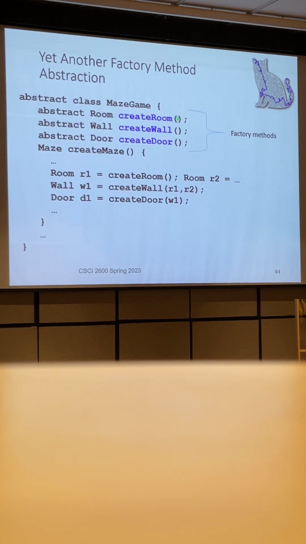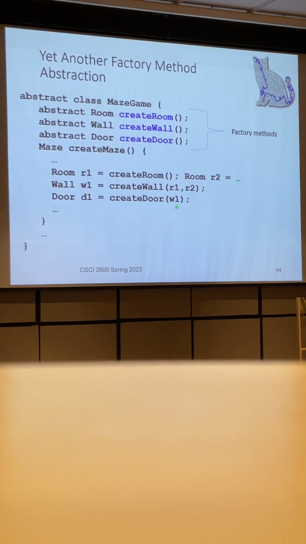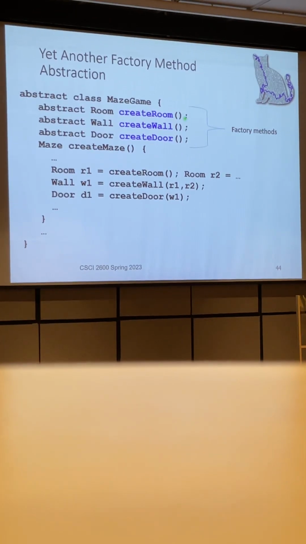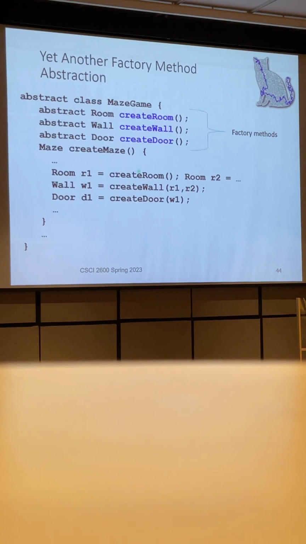Right. The fact that there is no implementation for these methods, create room, create wall, create door, does not mean that we are not allowed to call them. So here, see how create maze is not abstract. So we provide implementation, and in this implementation of create maze, we call create room, create wall, create door. So the question might be, well, how is that at all possible if there are no implementations to create room, wall, and door? What are we calling here then? And the answer is, this call to, let's say, create room is not to call the implementation of create room from maze game, because there's none.